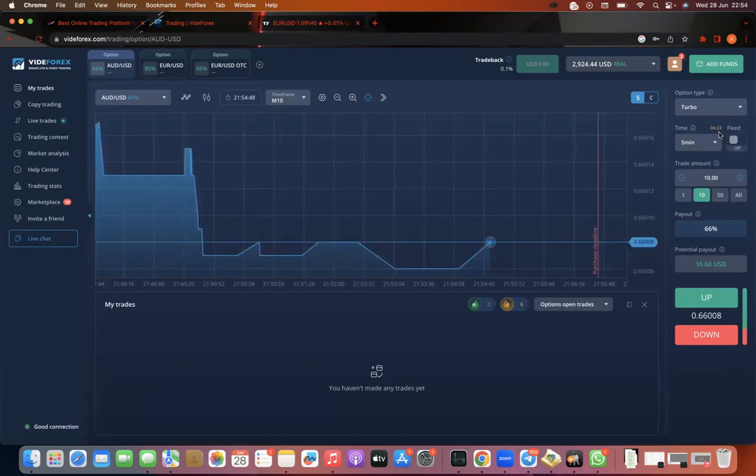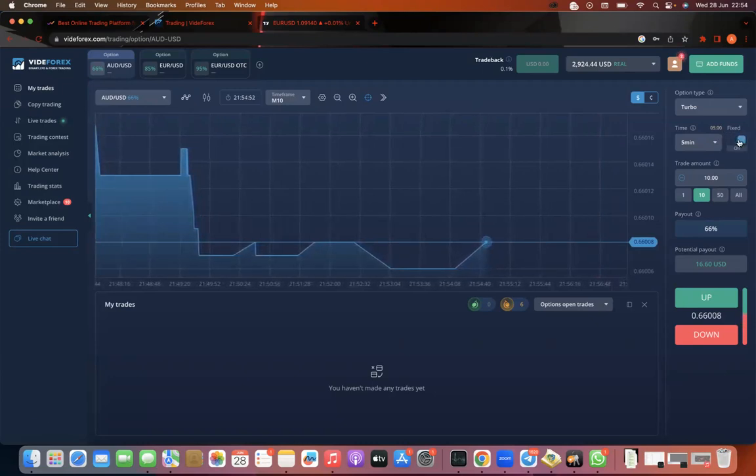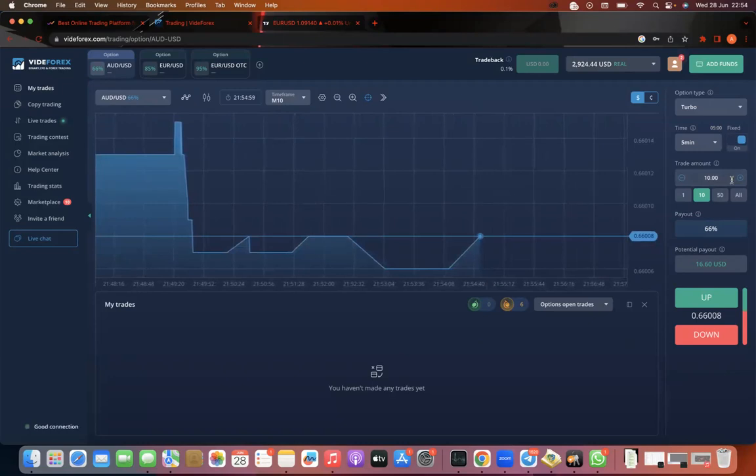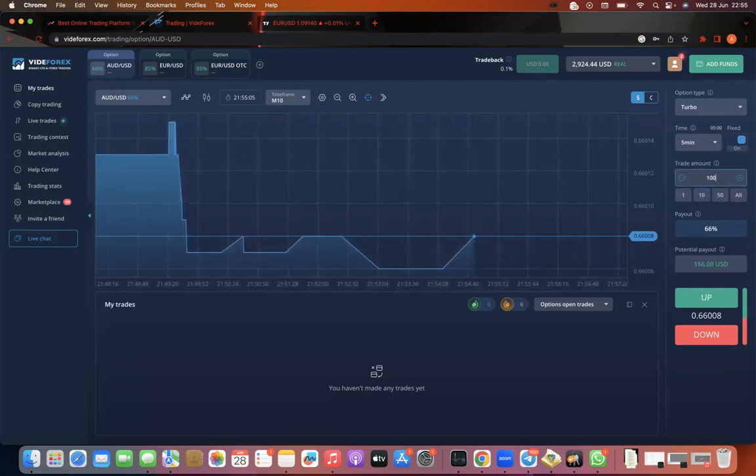Okay, so if I want to keep having only fixed 5 minutes, I'll just have double on. If you know you want to be trading with fixed time, make sure your fixed time is actually on. Then, of course, your trade amount is the amount you want to use for the trade. So here you can see $10. If you want to make it 100, you can. If you want to make it 1,000, you can. If you want to make it 2,000, you can. Do you understand?